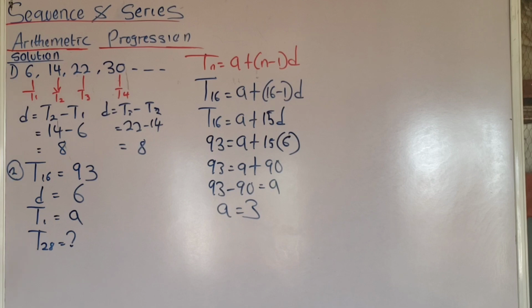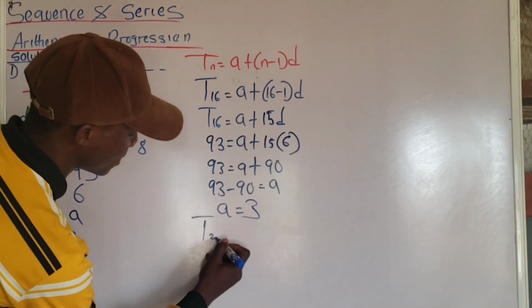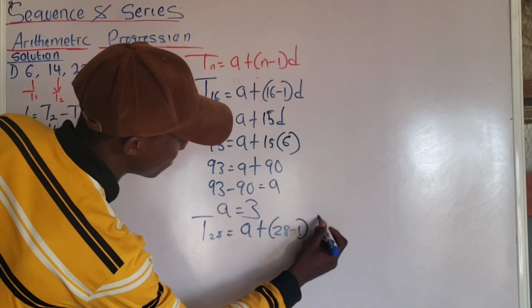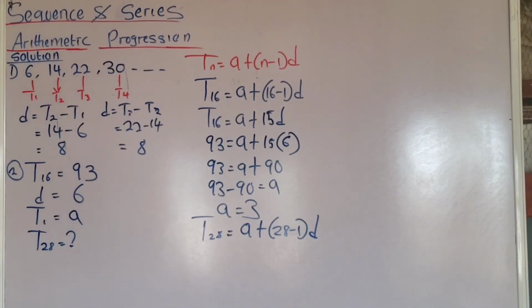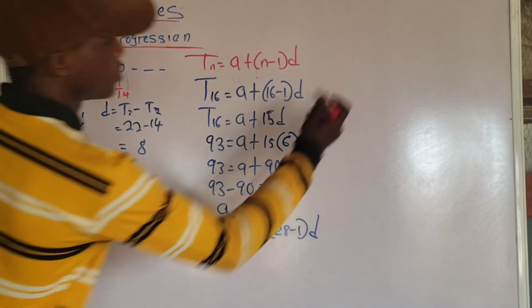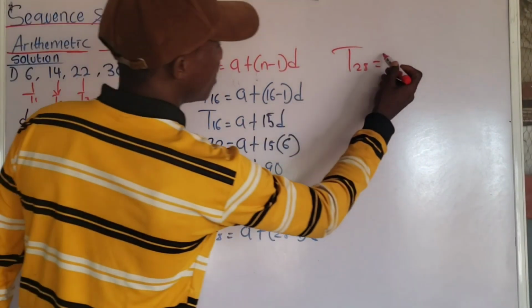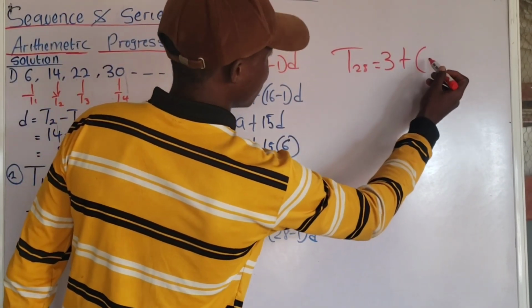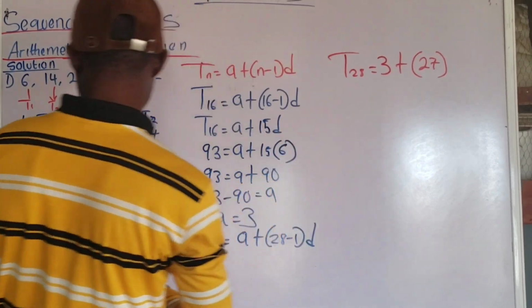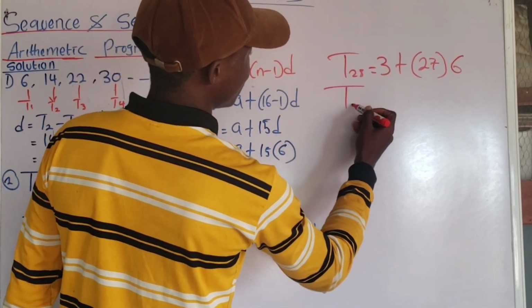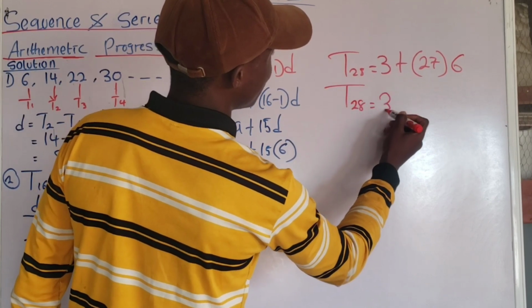Now, having known the first term, we can easily determine the 28th term. The 28th term will be t28 equals a plus 28 minus 1 multiplied by d. From this, we can just substitute the values of a and d. So the 28th term is equal to, a is 3, so I'm going to have 3 plus 27 multiplied by d. d is 6, so I'm going to have multiplied by 6.